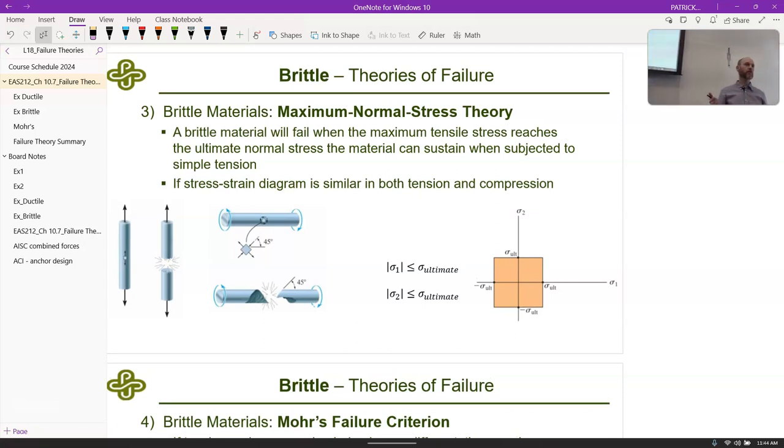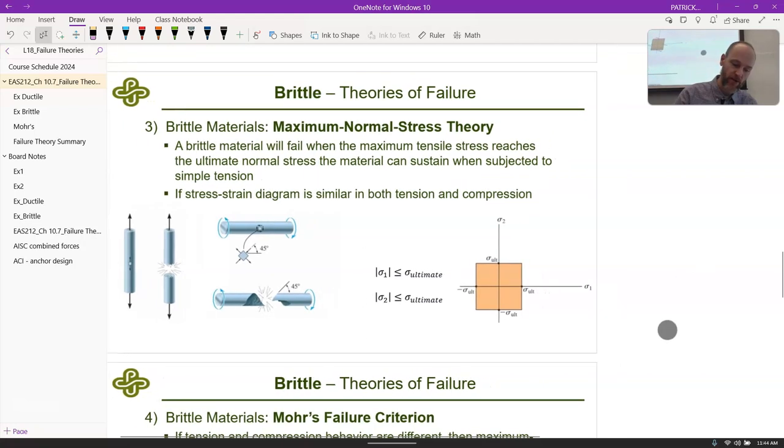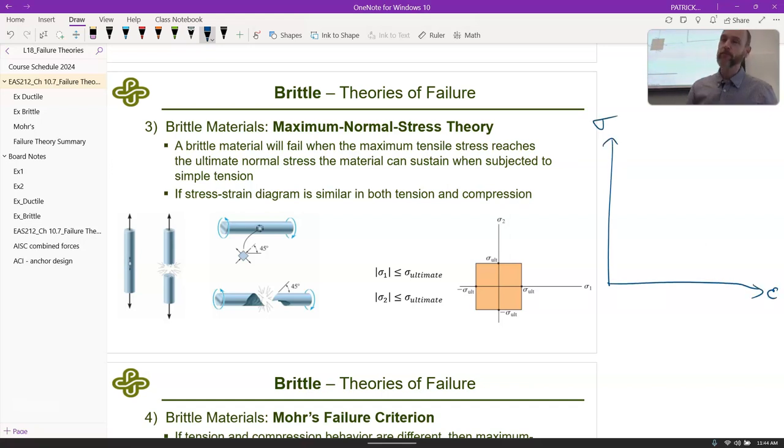So the first critical thing to make note of, if we have brittle materials, relating back to our chapter 3 stress strain diagrams, a brittle stress strain diagram usually looks something more like that. And if that is what our stress strain diagram looks like, we often, for our failure criterion, relate it to sigma ultimate. Just that max stress. So, brittle, we're going to use the ultimate value for that.